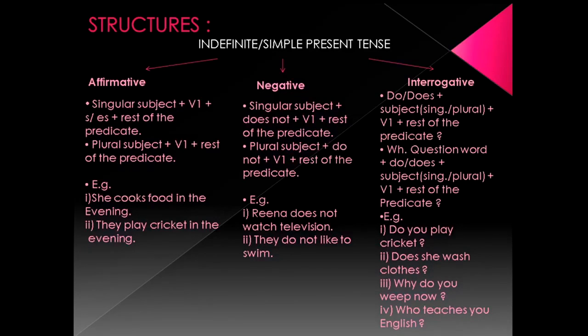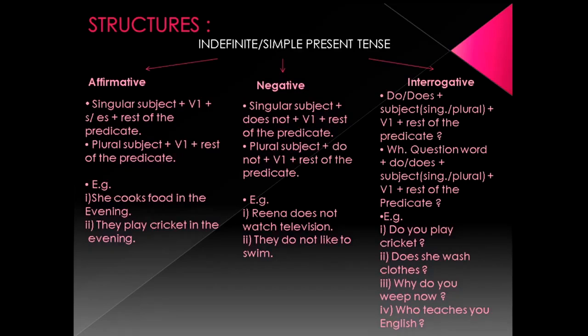Now look at the example given below. She cooks food in the evening. You can see that the subject is singular here, she. Then we have the first form of the verb, cook, which takes s with it. It becomes cooks, and then the rest of the predicate, food in the evening.